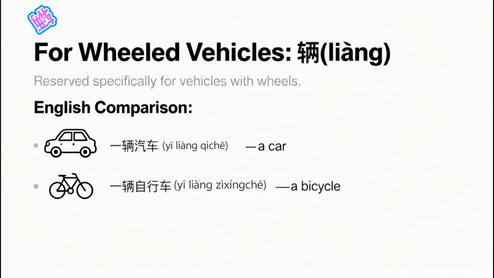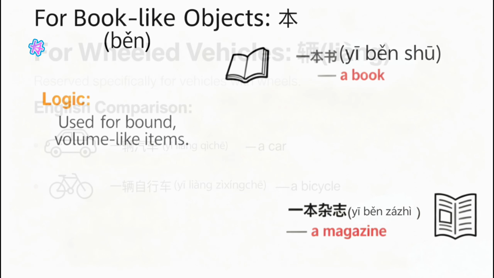Number 5, liàng. The logic is that it is reserved specifically for wheeled vehicles. Let's see the English comparison. 一辆汽车, a car. 一辆自行车, a bicycle. Number 6, 本.